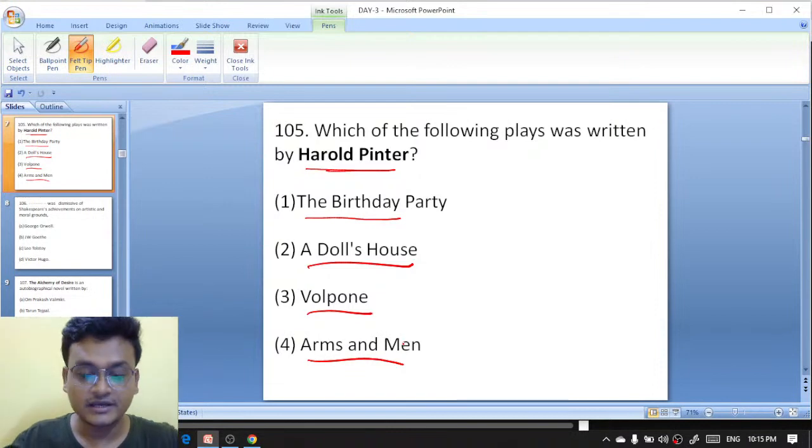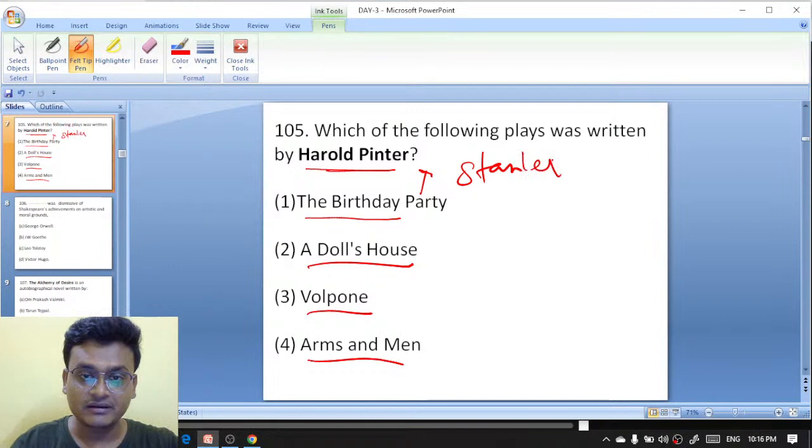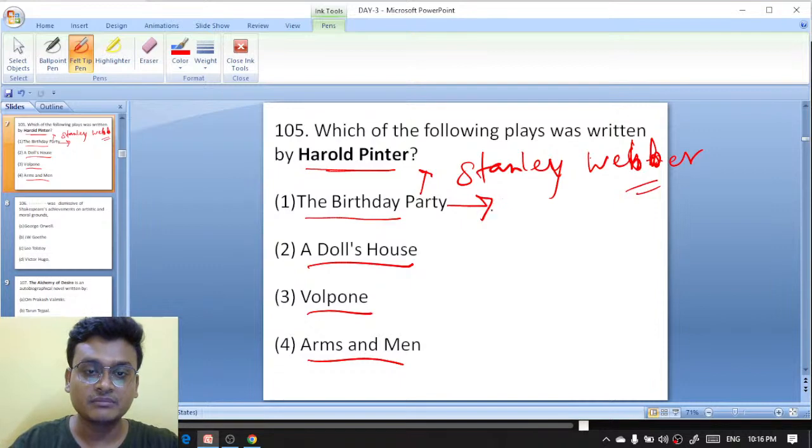अभी तो डिस्कस किया है. You know that The Birthday Party, it is Stanley's. Industries is saying that yeah, exactly, you are right. It is Stanley Webber's birthday party, and it came in 1957. Exactly, all of you are right. Swali, Sneha, Aki, Atul, Nandita, all of you are right. The Birthday Party came in 1957.